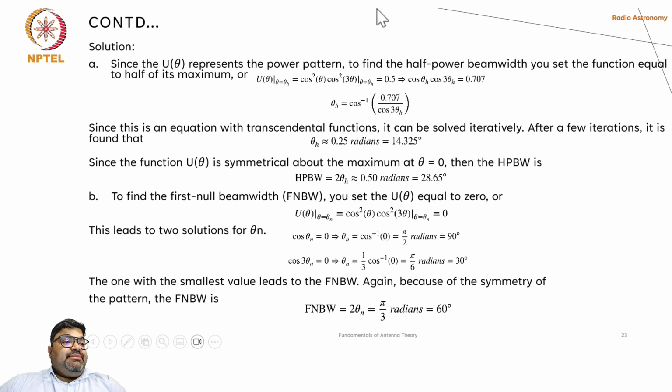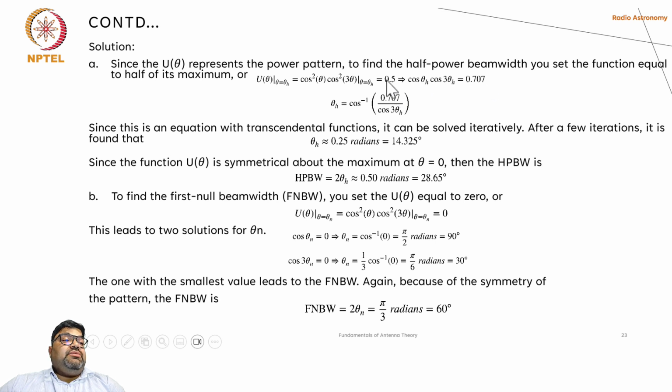Okay. Let me go through it once more. We have been given U(θ), and we have to calculate the half power beam width and the first null beam width. Half power beam width is the place where the power becomes half of its maximum value. The maximum value of cos²θ cos²3θ is 1, so half of it is 0.5.